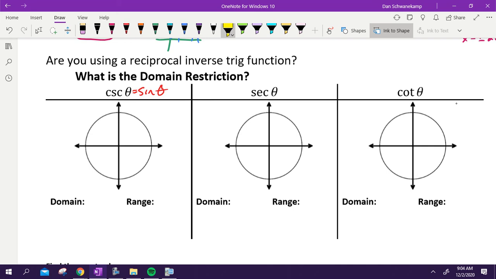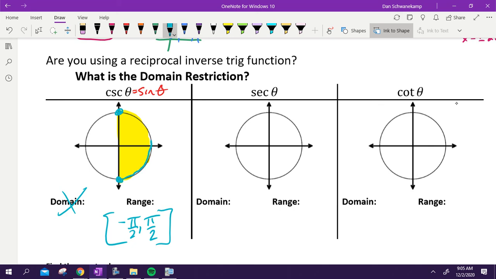So which 2 quadrants did we live in for sine? 1 and 4. And so what that means is my range, my answers are going to live between right there and right there. So my range, I'm not even going to talk about domain, but my range is going to live between -pi/2 and pi/2. That's where my values are going to live.